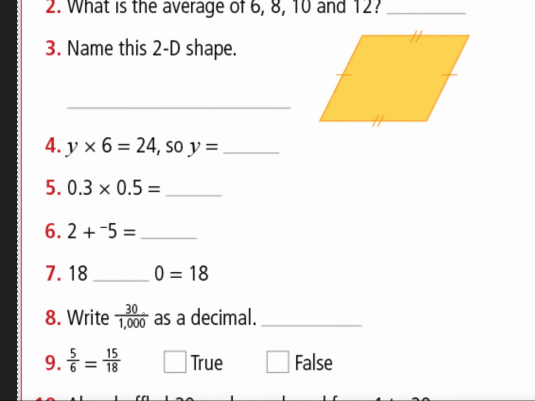Number 8, we have to write 30 over 1,000 as a decimal. Now, because it's thousands, our number is going to be 0 point something something something. To show thousands as a decimal, we need 3 places after the decimal point, and we need to put 30 in here. It's not going to be 0, 0, 0. It's going to be 30 going into this place here.